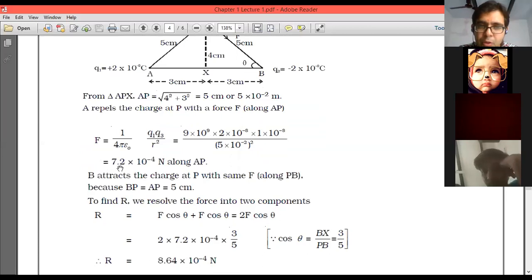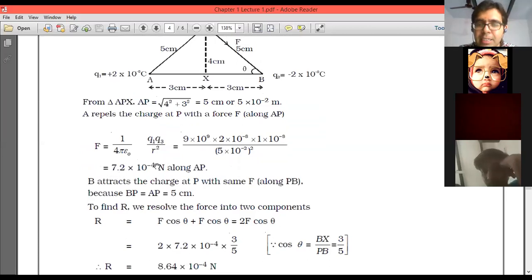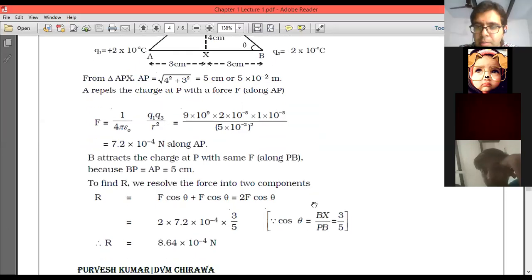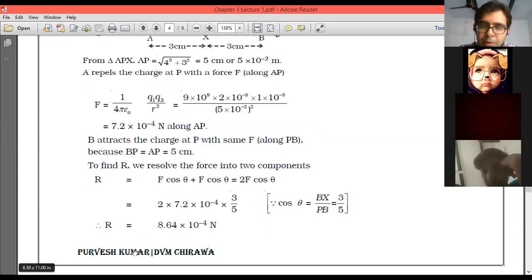The value of F we know, 7.2 into 10 to the power minus 4 Newton, and theta we can easily calculate from this triangle, that is DP upon BP is your cos theta. The value is 3/5. Use it over here, and you will get the value of the resultant, which comes out to be 8.64 into 10 to the power minus 4 Newton.